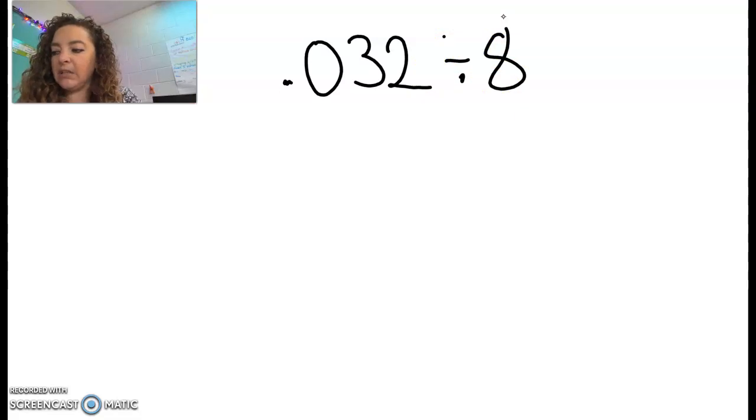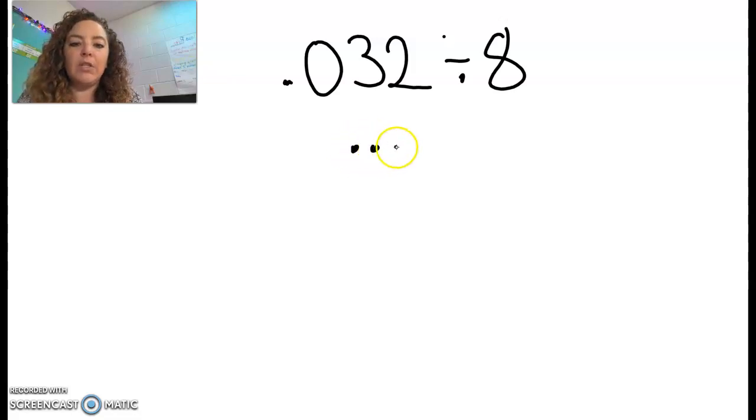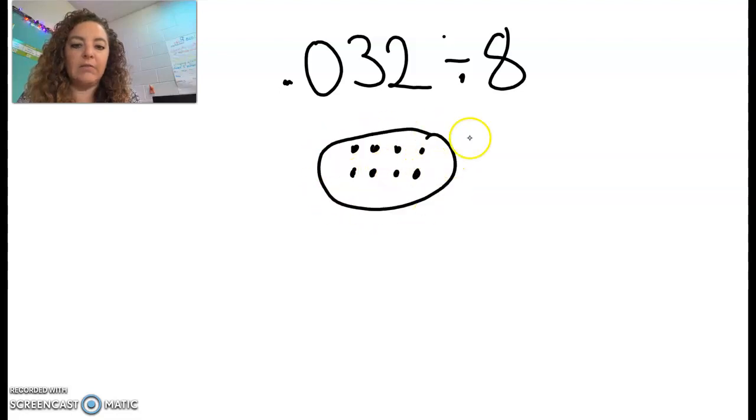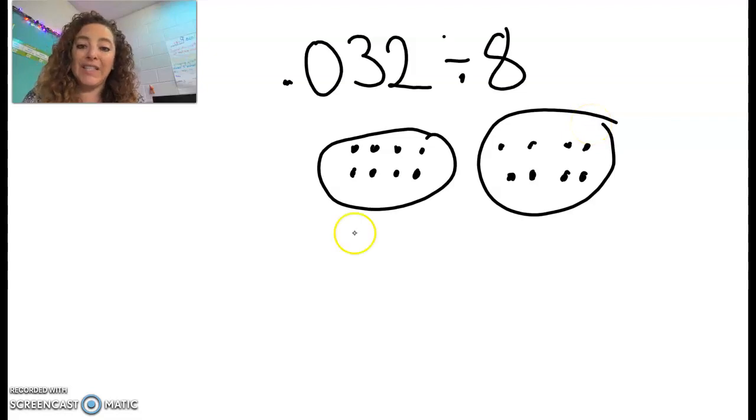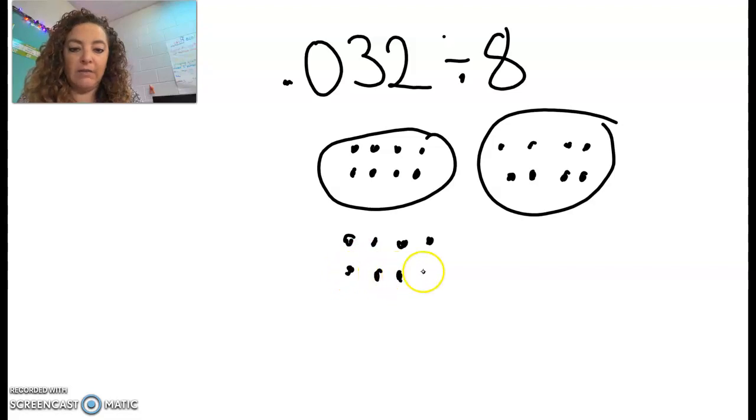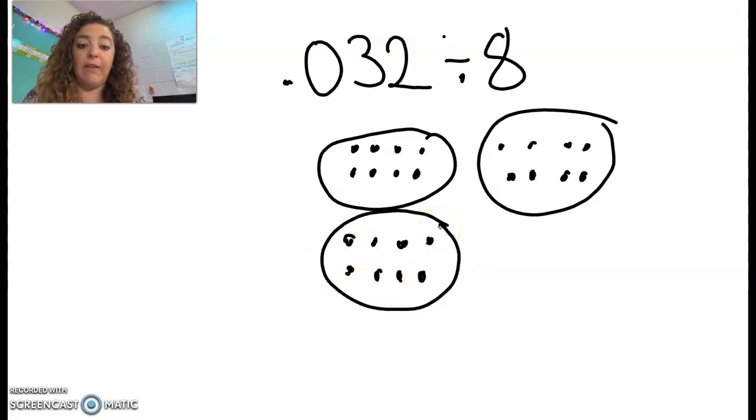Still, no big deal, right? I can think about this like 32 divided by 8, or how many groups of 8 can I make from 32? And so if I think about it, 1, 2, 3, 4, 5, 6, 7, 8. There's a group of 8. 1, 2, 3, 4, 5, 6, 7, 8. Here's a group of 8. I only have 16 right now, so that's not enough. 1, 2, 3, 4, 5, 6, 7, 8. There's a group of 8. Again, I'm still not to this 32 yet, so I've got to do one more group of 8.